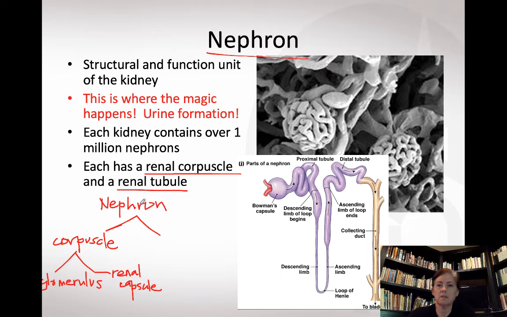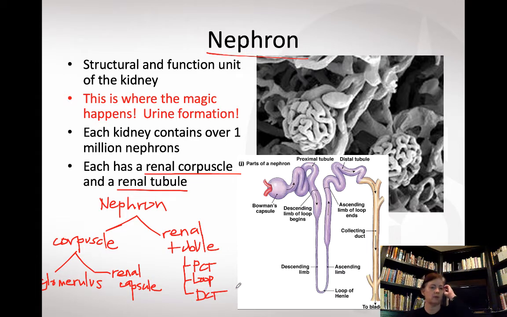Nephron is going to consist of both a corpuscle and a renal tubule, which, as we see, is going to have different parts to it, like a proximal convoluted tubule. It's going to have a loop of Henle or nephron loop, and it's going to have a distal convoluted tubule. Okay, so that's the way this is all organized and how it's arranged.